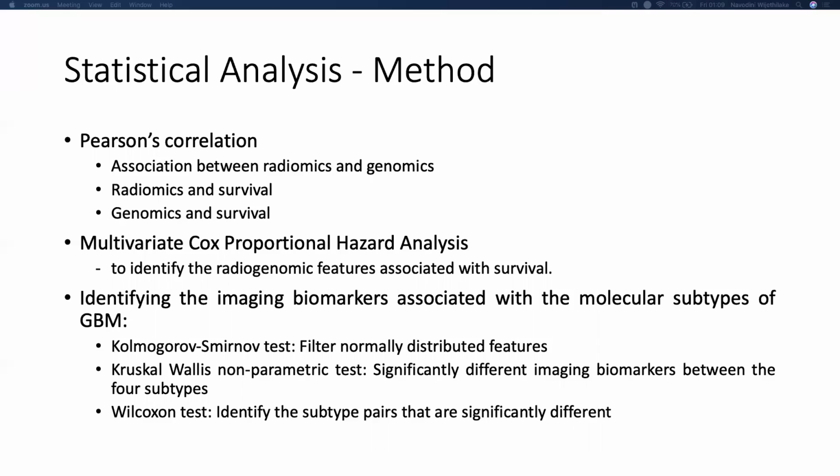Next, we focused on identifying the imaging biomarkers associated with the molecular subtypes of glioblastoma. First, to clarify the normality of the radiomic features, the Kolmogorov-Smirnov test is utilized, and the features with p-value less than 0.05 are identified as features with a normal distribution. Accordingly, we performed the Kruskal-Wallis non-parametric test to determine the significantly different imaging biomarkers between the four subtypes with the features that are not normally distributed. Additionally, to identify the subtype pairs that are significantly different, the Wilcoxon test is applied between each pair. The Bonferroni correction is performed on the multiple comparison tests to avoid the family-wise error rate.